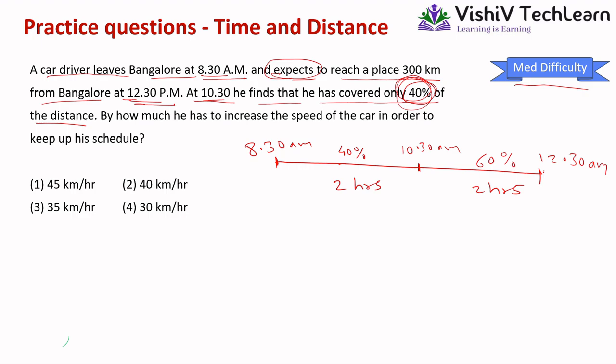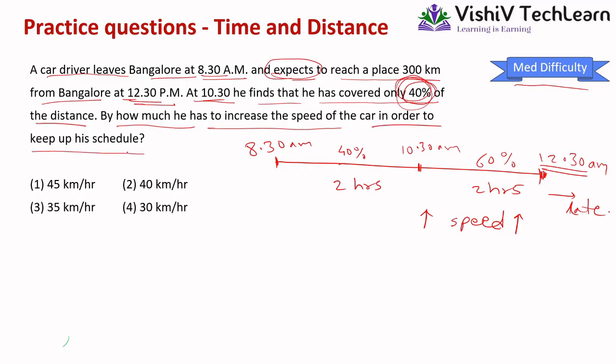And he has only 2 hours in his hand, correct? So he needs to increase his speed. He needs to increase the speed, or else he will get late to reach the destination at 12:30. There is no other option than to increase the speed. Now the question is, by how much he has to increase the speed of the car in order to keep up his schedule.